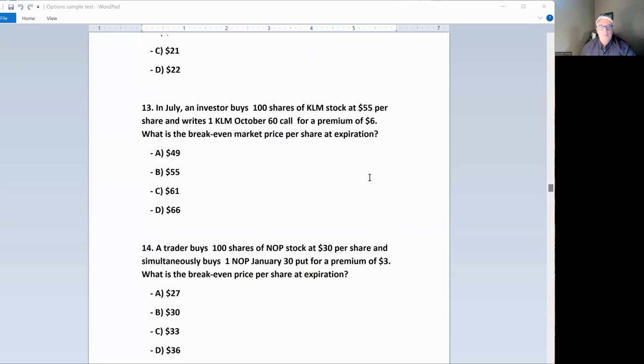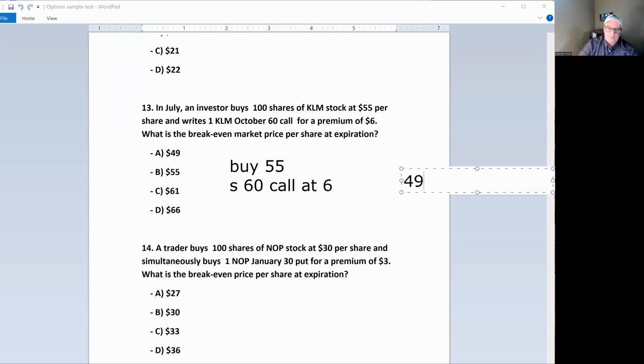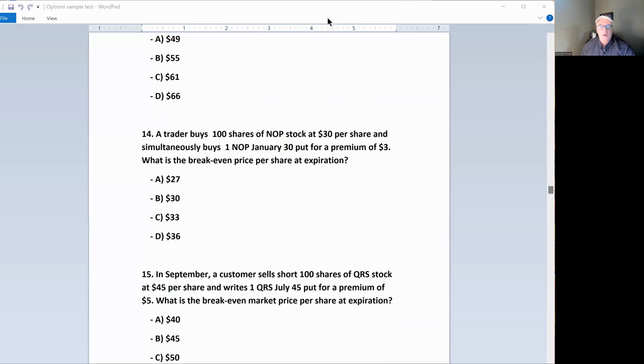Number 13. See, we're getting it down. We love this. We buy shares. Bought at 55. We sold a 60 call at 6. Buy 55, subtract 6. That's going to be 49. And since I'm long stock, I'm bullish. Boom. This will save your ass on half the questions. Just getting the break even is half the battle.